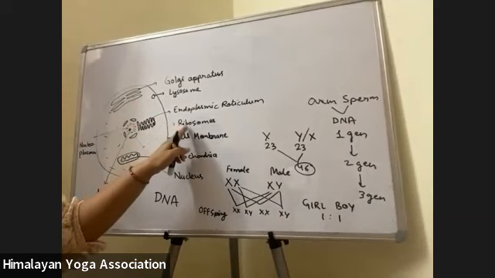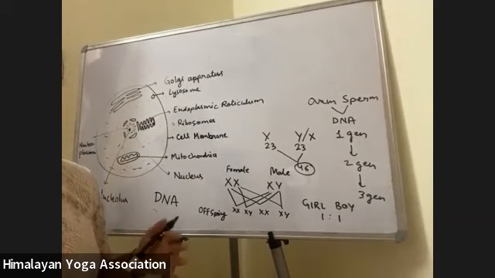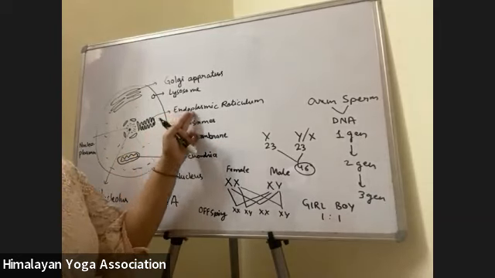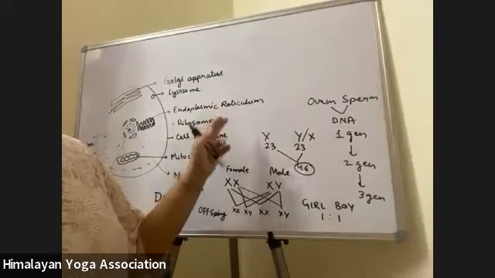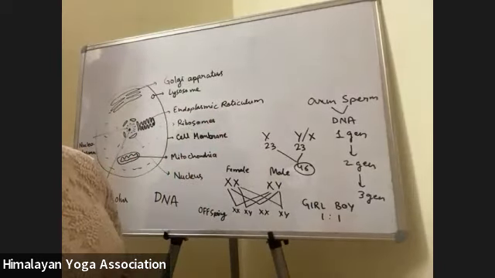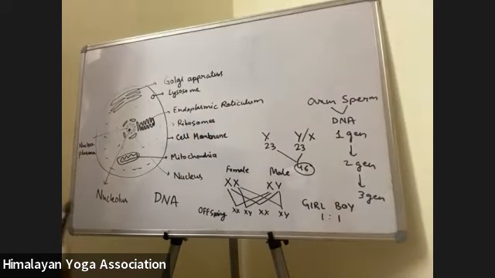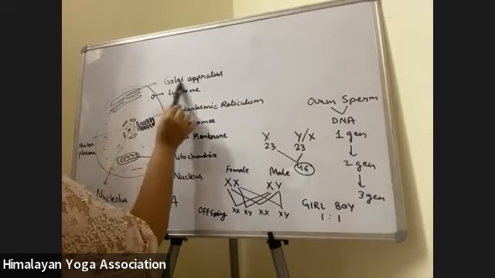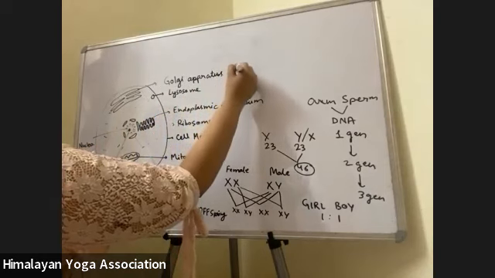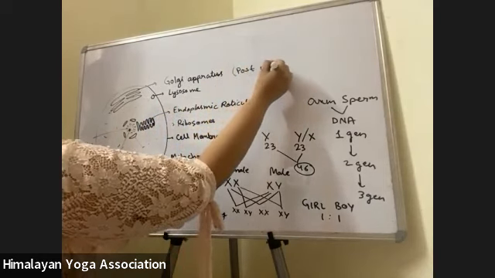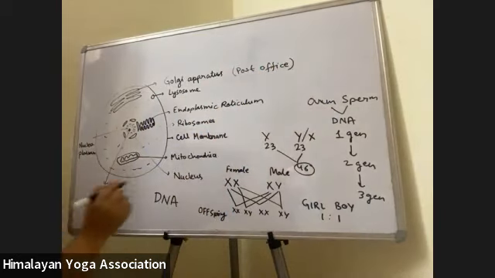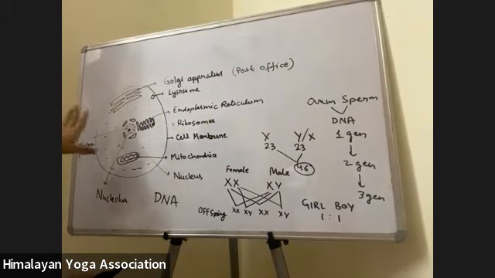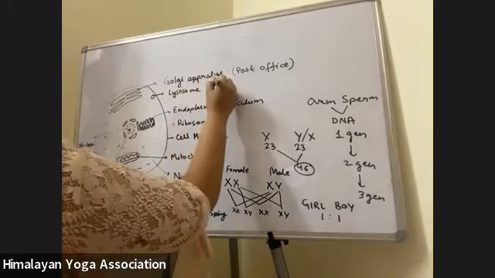Then ribosomes. Ribosomes manufacture the protein. And then that protein is transported by the endoplasmic reticulum, smooth endoplasmic reticulum. Then that protein is packaged and transported by the Golgi apparatus. It is also called the post office of the cell. And lysosomes is also called suicidal.